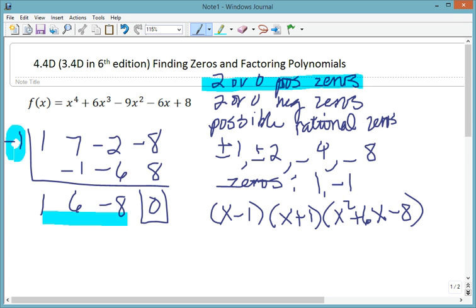Now, can I factor that? Well, I'd have to have two things that multiply to be negative 8, so they'd have to have opposite signs. And it's either going to be 1 and 8 or 2 and 4, right? But they have to add up to 6. Well, these would add up to 6 if they're the same sign, but they're not. Okay, so there's no way for me to get this.